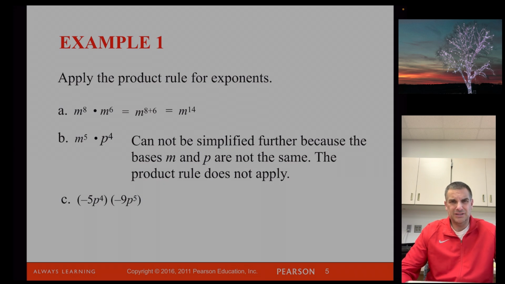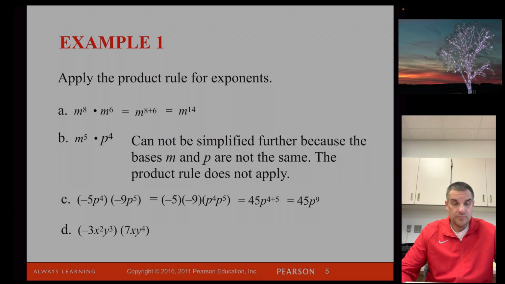Okay, what about this one when you've got numbers out front? Well, treat numbers just like you've always treated numbers. You multiply. So you just multiply the numbers together. Negative 5 times negative 9 is 45. Your bases are the same, so add the exponents, 4 and 5, to get your answer. You end up with 45 p to the 4 plus 5, which is 45 p to the 9th.